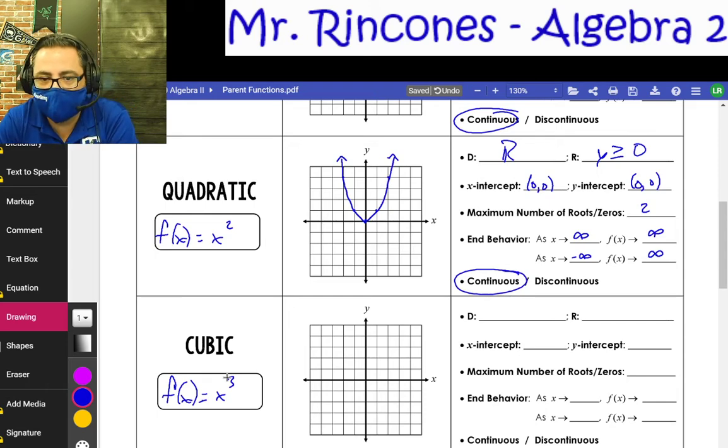This one's a little trickier, so do your best in drawing this. But for x cubed, at 0, it's 0. At 1, it's 1. At -1, it is -1. Right? -1 times -1 is +1 times another -1, we go back to negative.